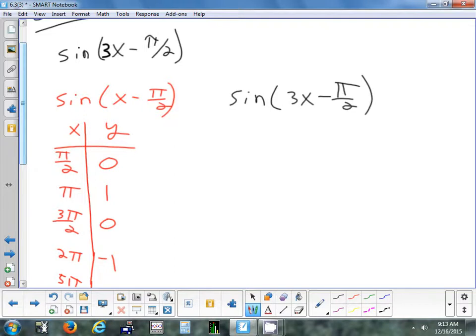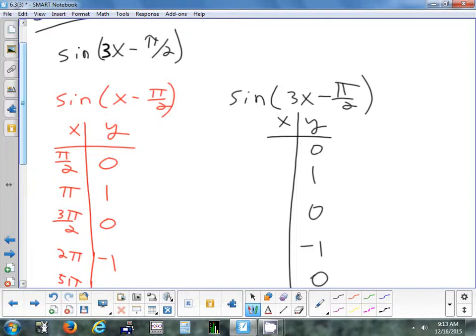All right, so that's again going to affect my x's. All right, so just copy down your y's. Don't have to worry about changing those. And what am I going to do to all my x values? Yep, multiply by 1/3, which is the same as dividing them by 3.